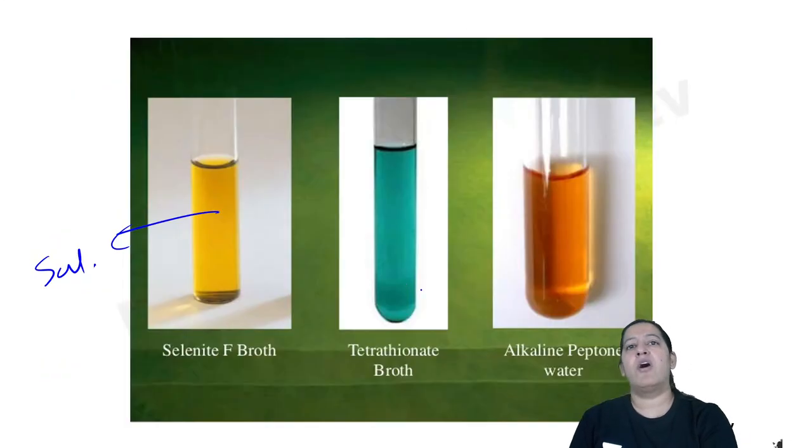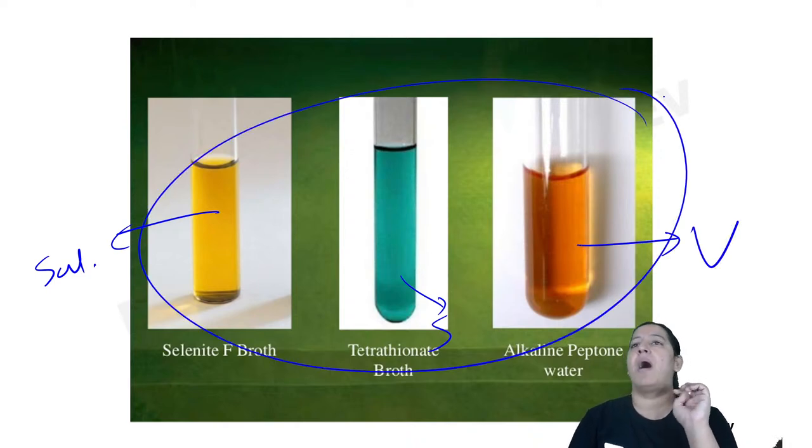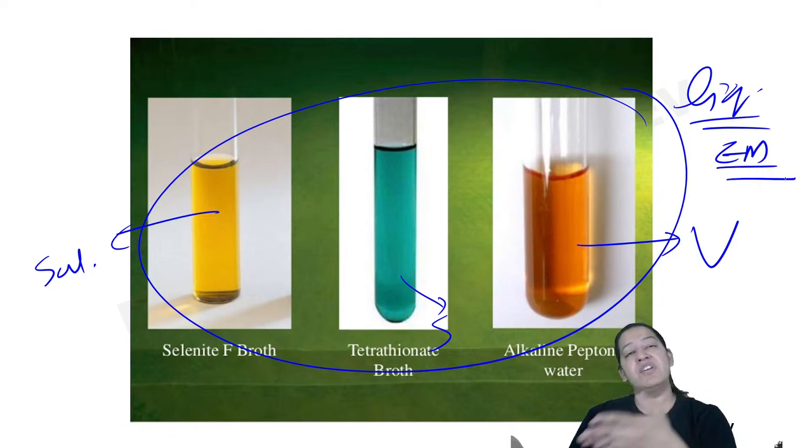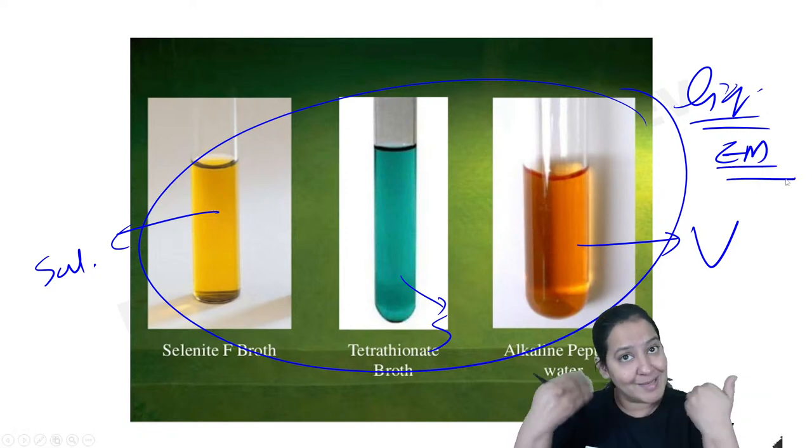Tetrathionate broth is for Salmonella, and alkaline peptone water is for Vibrio. All of them are liquid media. They are enrichment media in which either stimulatory or inhibitory substances are added.